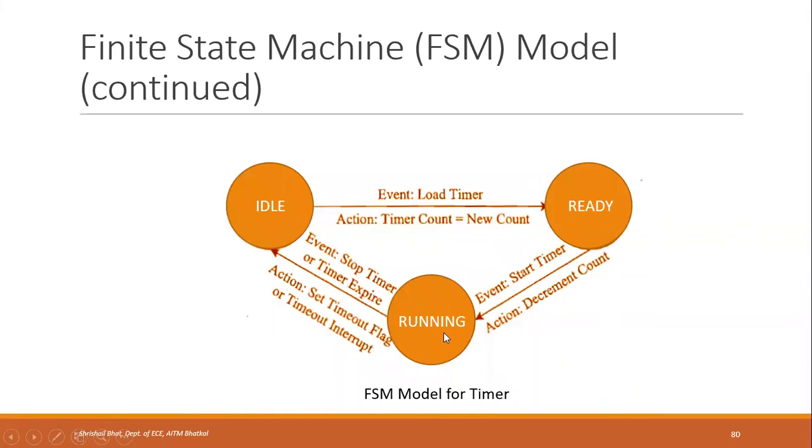Once it is in the running state, it will stop when the timer expires, or you stop the timer. If you stop the timer or when the timer expires, it will go back to the idle state. Then the timeout flag or timeout interrupt will be set. That is the action performed as you go back to the idle state. So this is the way you can draw the FSM model for the timer also. The timer also has three states: idle, ready, and running. Depending on what events happen, the state transitions happen from one to another.